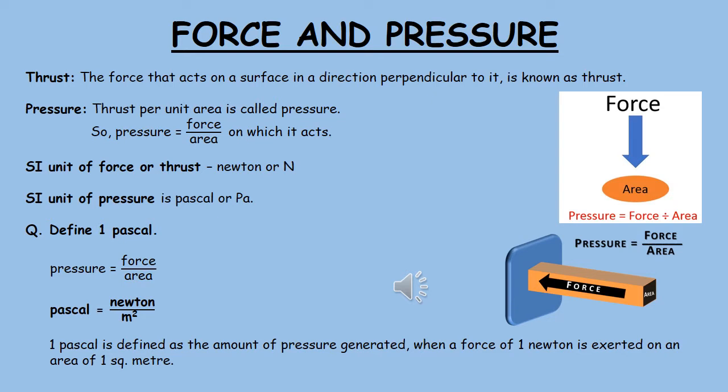Now, this equation we can write in a simple sentence. 1 Pascal is defined as the amount of pressure generated when a force of 1 Newton is exerted on an area of 1 square meter.